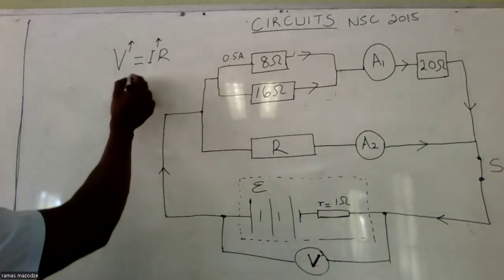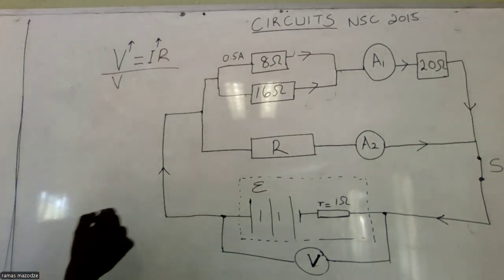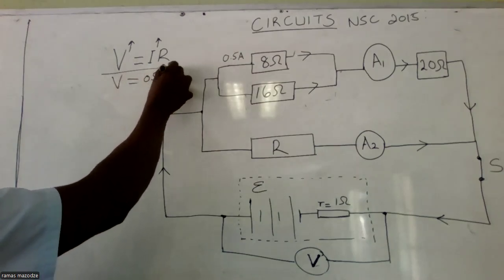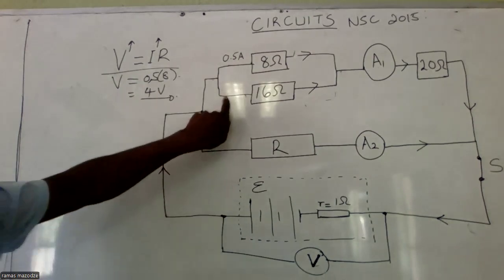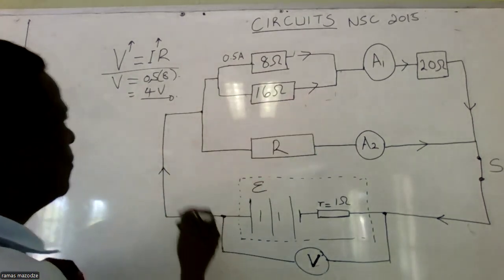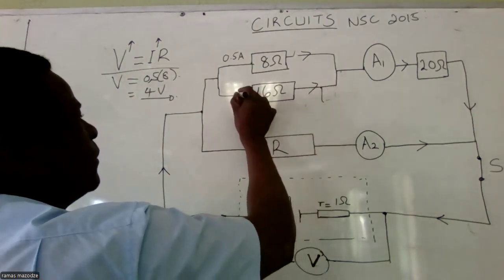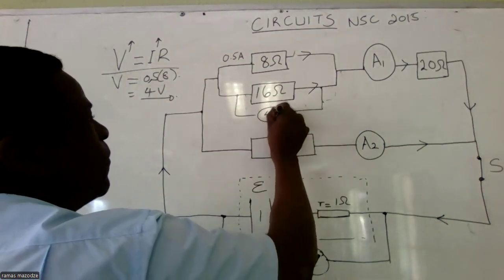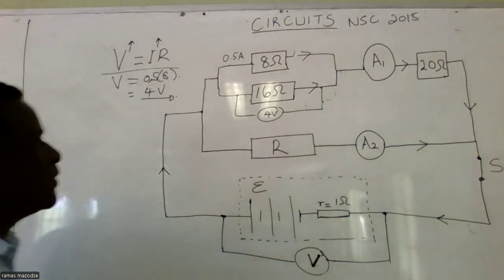So the voltage across the 8 ohm resistor, when we just put that one there, it will be V equals current 0.5 times 8. So it's half of 8, that gives you 4. So the voltage across the 16 ohm resistor is also 4. So if you were to put a voltmeter there, it will also read 4 volts. If you were to put a voltmeter across it, it will also read 4 volts.